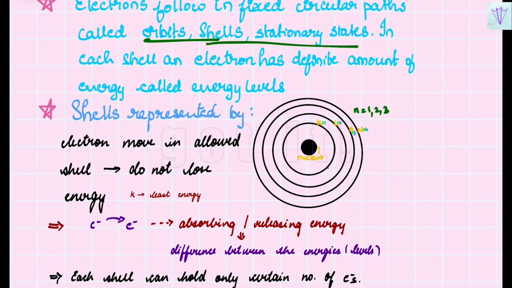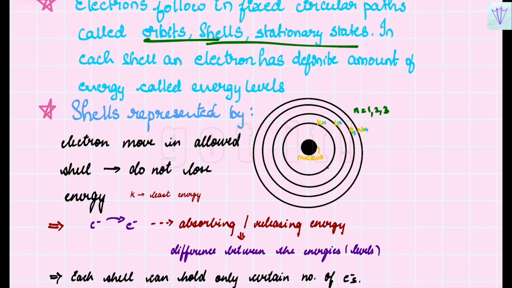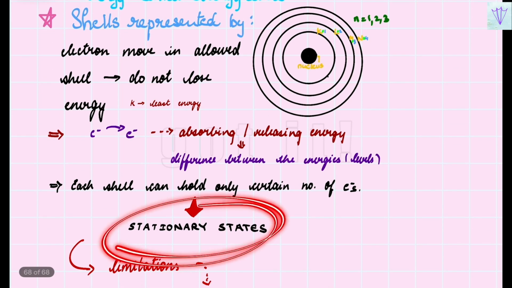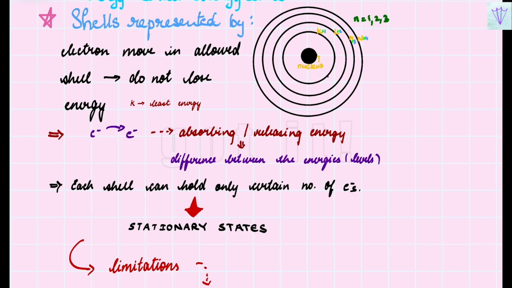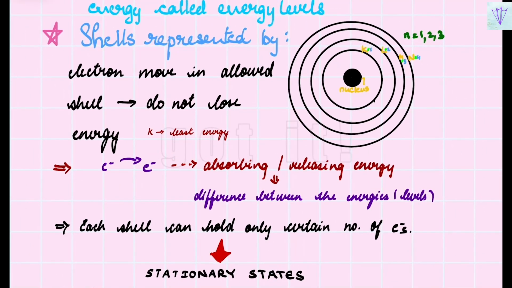The electrons move in the allowed shells, and they do not lose energy. This is the postulate which Niels Bohr proposed based on stationary states: each shell can hold only a certain number of electrons. And if an electron moves from one orbit to another orbit, it will either absorb or release energy. The amount of energy absorbed or released will depend on the difference between the energy levels. He also mentioned that K will have the least energy, because the orbit which is closest to the nucleus will have the least energy. The energy will increase with increasing energy levels.